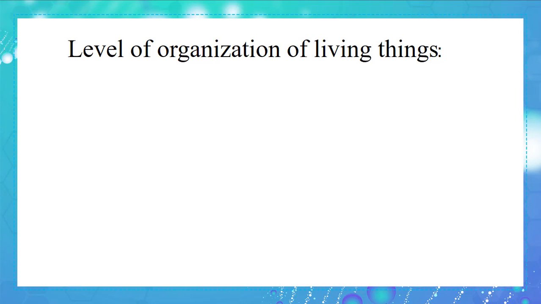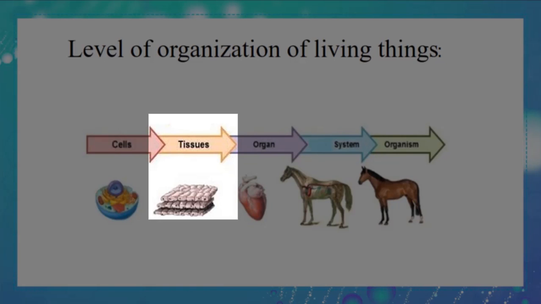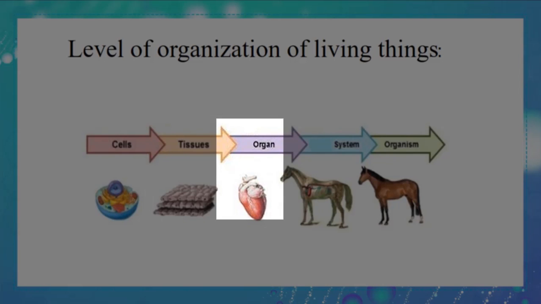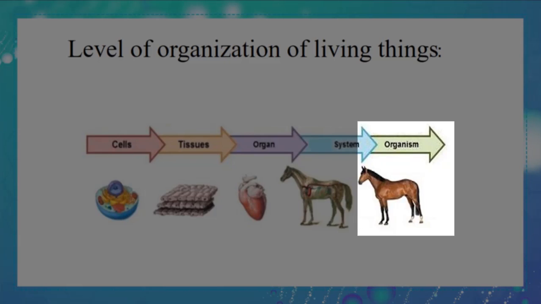As a conclusion, animals or humans start from a cell. Then a group of similar cells will form a tissue. A group of different tissues will form an organ. A group of different organs will form a system. And finally, a group of different systems working with each other will form an organism.